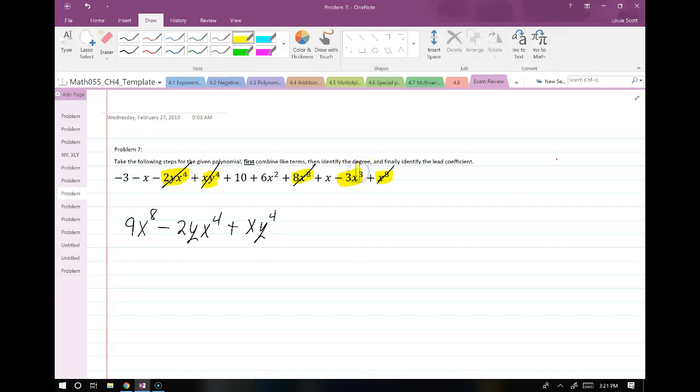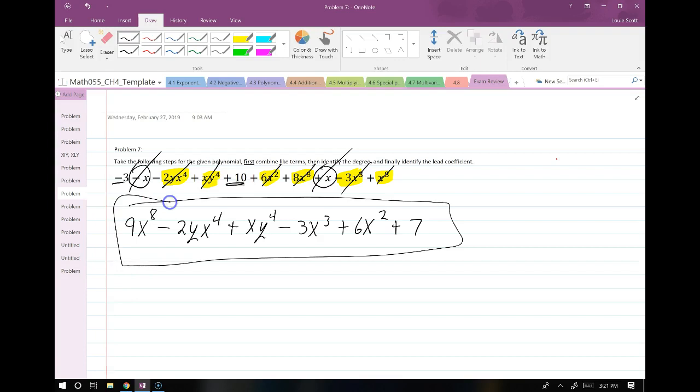Third degree term, we only have 1, so it just comes straight down, minus 3x cubed. Second degree term, just 1, it comes straight down, plus 6x squared. We have a plus x and a minus x, so those cancel each other out. And then we have a negative 3 and a positive 10. So I get a plus 7 on the end here. In a testing situation, you'll definitely want to go through and follow all your steps through again. Just make sure you didn't make any small mistakes. Small mistakes really get a lot of people on these ones.